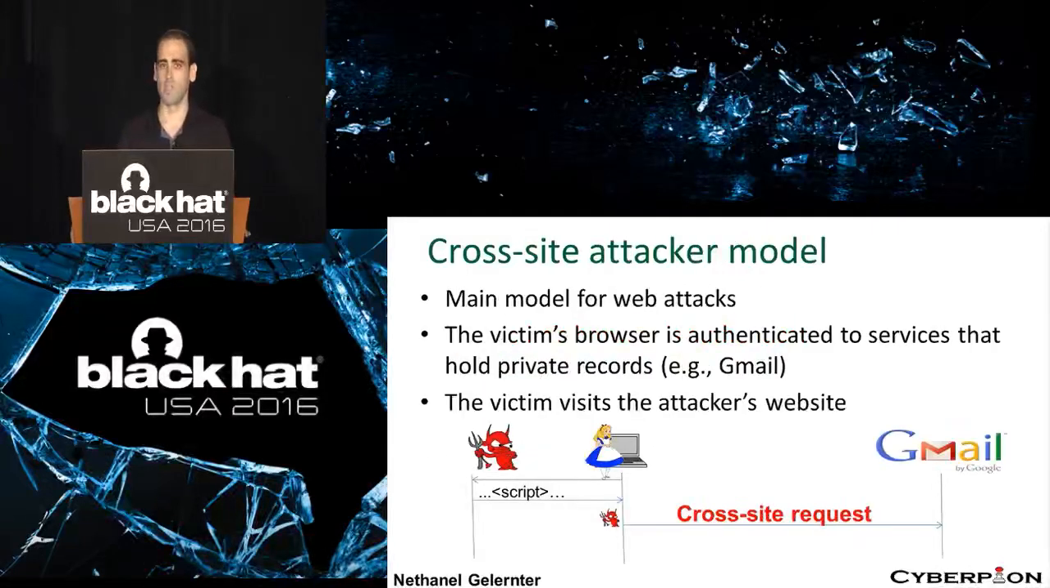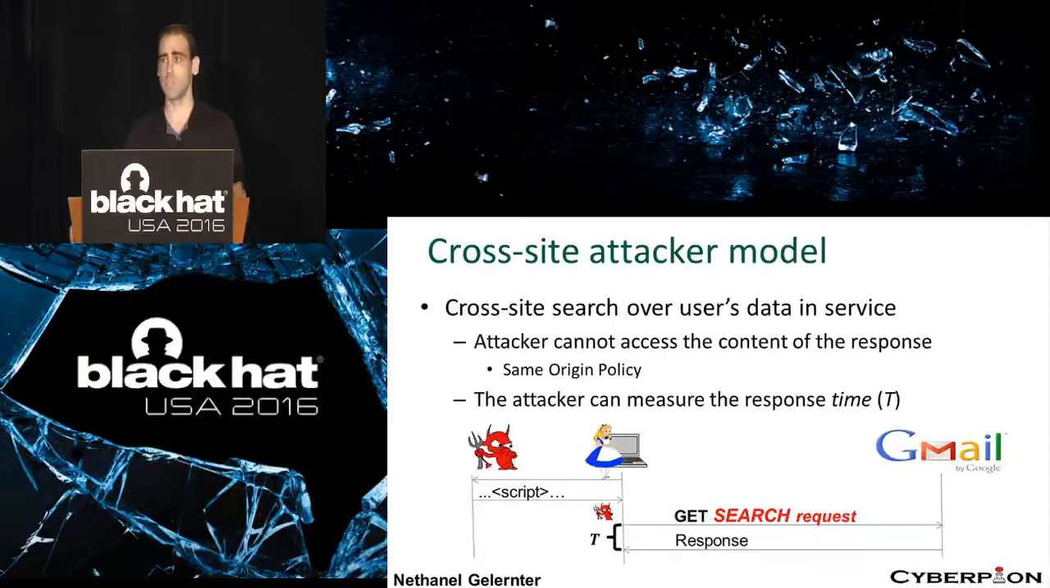The adversary model for cross-site search attacks is the classical cross-site adversary model used in many other attacks: cross-site scripting, cross-site request forgery, clickjacking, and others. In this adversary model, the browser of the victim is authenticated to the attacked website. In this example, and in most of the examples in this talk, it is going to be Gmail. Using the same browser, the victim surfs to the attacking page, and once the browser of the victim loads the attacking page, it sends requests in the name of the victim to the attacked website. The requests sent from the attacking page to the attacked website are the cross-site requests.